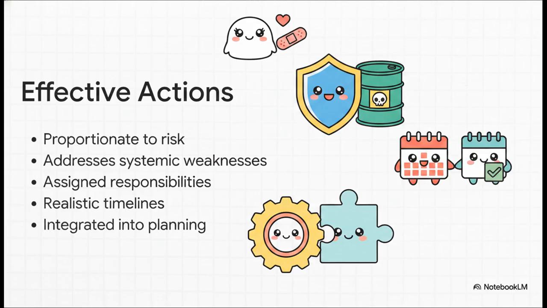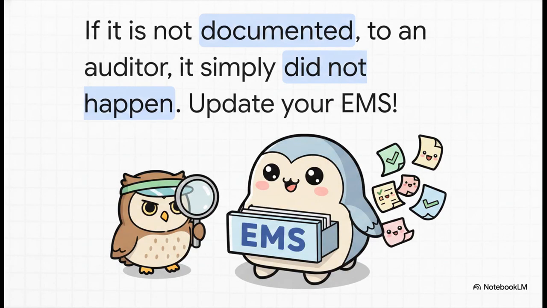Second, the action has to target that specific systemic weakness we just uncovered. Third, you've got to assign clear responsibilities and give your team the resources they need. Fourth, set realistic timelines. Don't promise management a complete facility overhaul by next Tuesday. And finally, you have to integrate this new solution into your daily operational planning so it just becomes the new normal. And please, whatever you do, do not skip this next step.